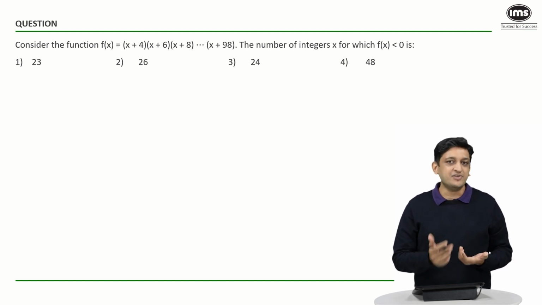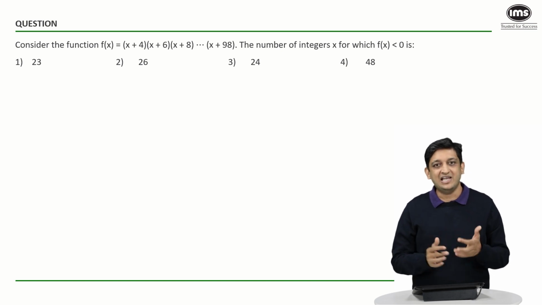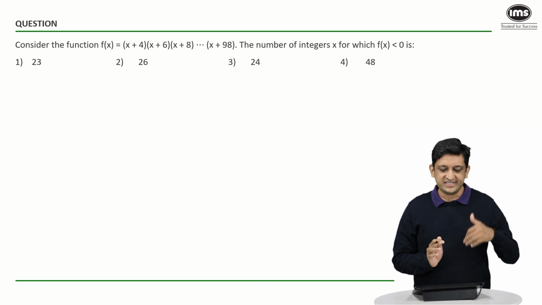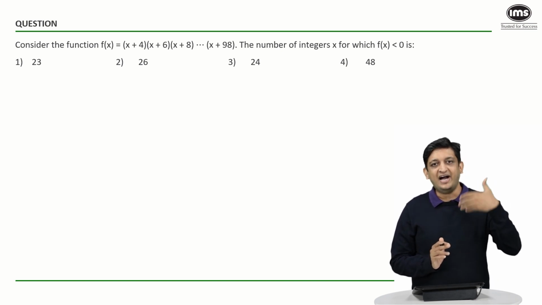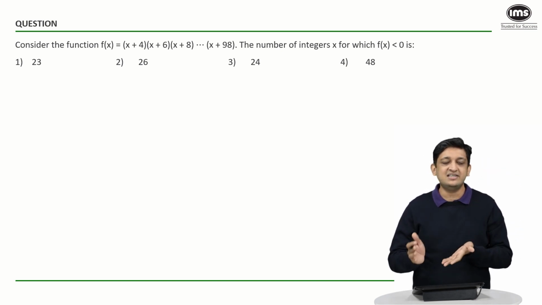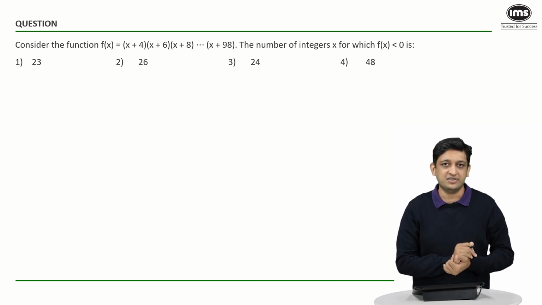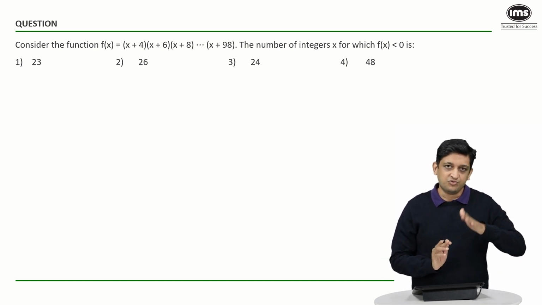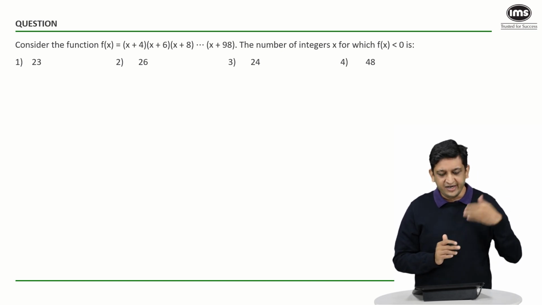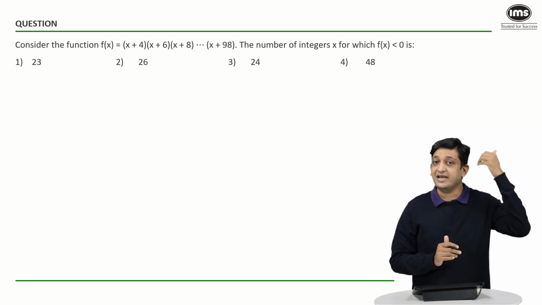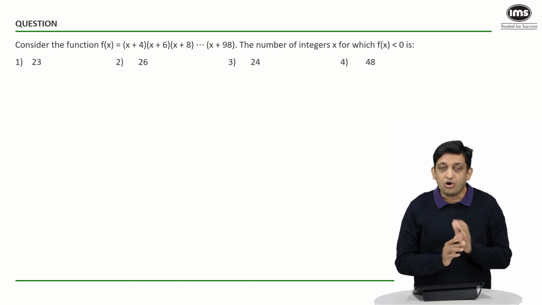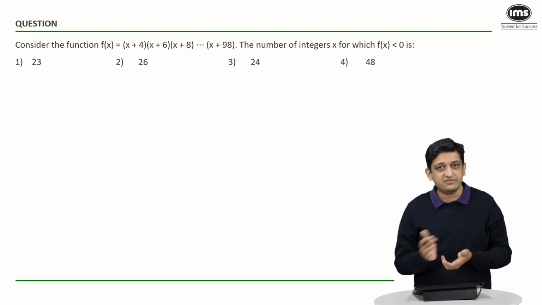So one obvious way of solving this question is by plugging in values and checking what exactly happens. If you put x equal to 0, x equal to 1, x equal to 2 and so on, you will see that the resultant is always going to be a positive number. What if x equals minus 1? Minus 1 plus 4 is going to be a positive number, and obviously minus 1 plus 6, minus 1 plus 8 and so on till minus 1 plus 98 are all going to be positive numbers. So it's going to give you the resultant as a positive number.